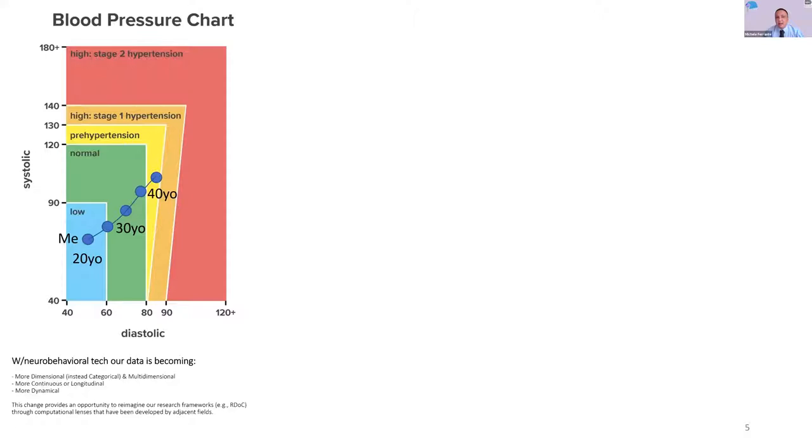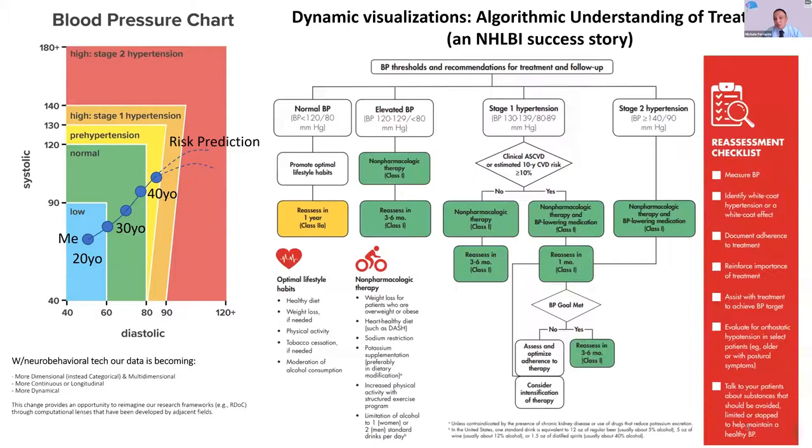This is, for instance, a success story from NHLBI. It would be great to have an example like this in a couple of years at NIMH, where we could build parametric models for risk predictions, and those models can lead to dynamic decisions that clinicians can use in their office.